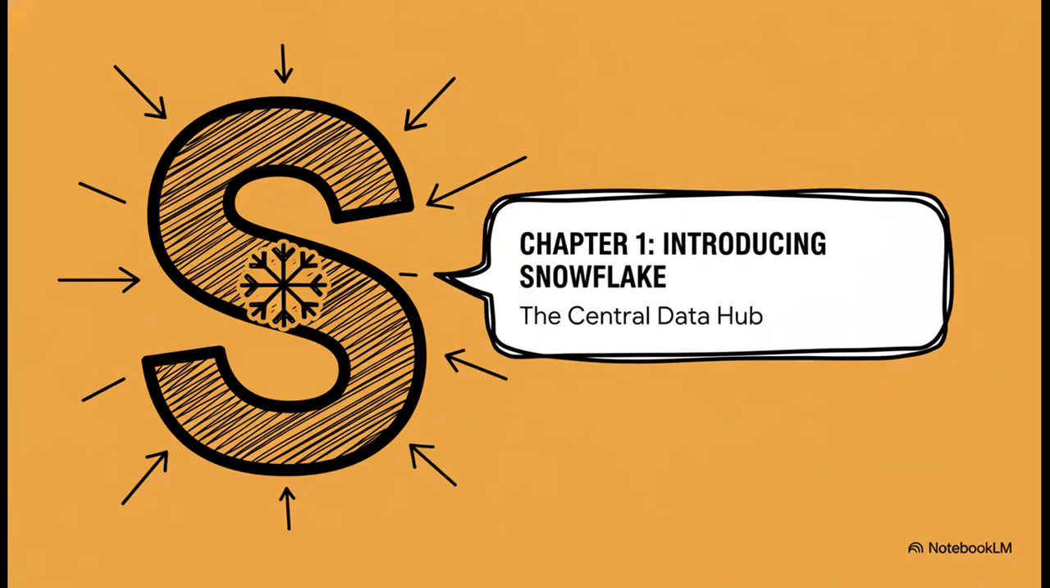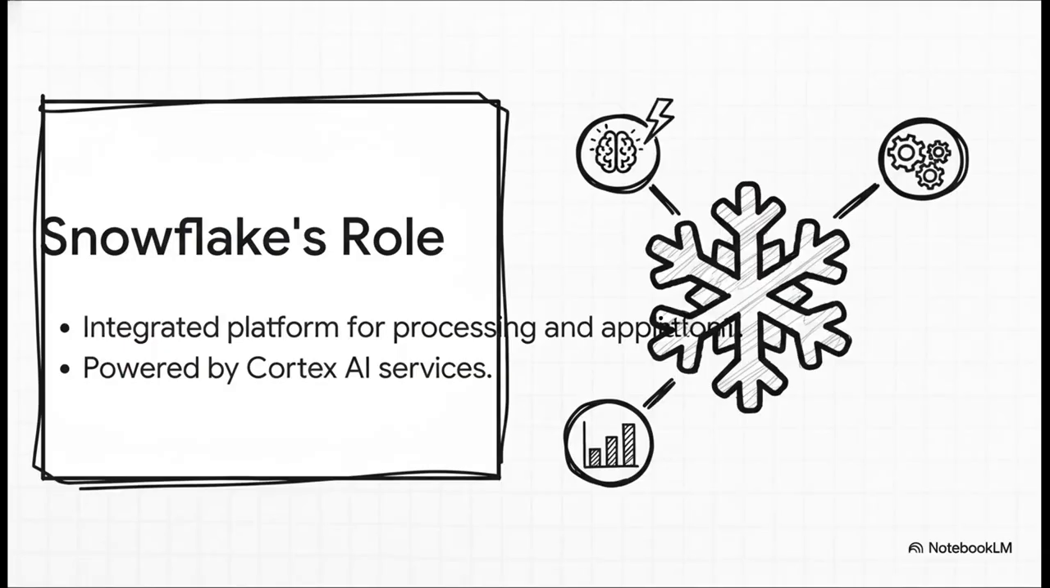Okay, let's start at the top. S is for Snowflake. So Snowflake is really the heart of this whole setup. It's way more than just a database. It's the integrated platform where all the magic happens, where the data gets processed and then activated for your AI apps. And a big part of what makes it so powerful here are the Cortex AI services, which we'll talk more about in a second.